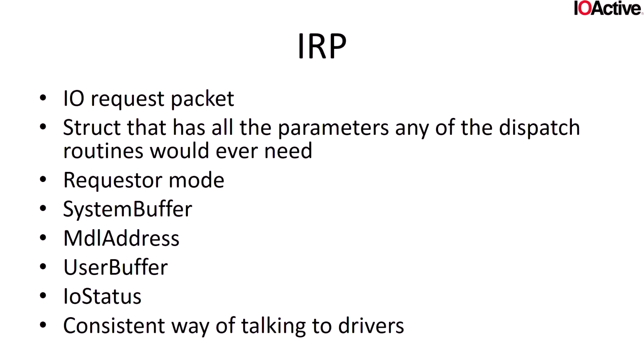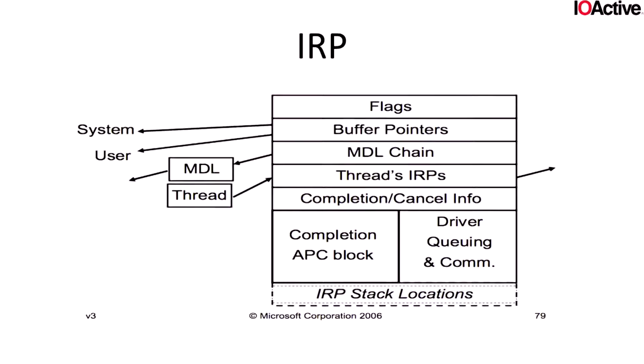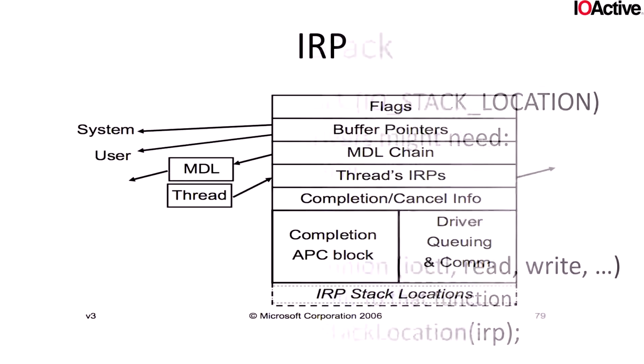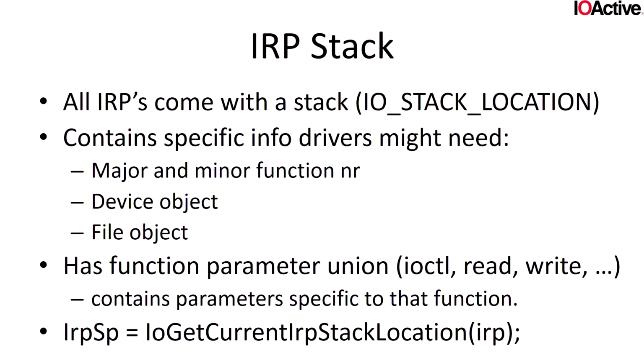The IRP is interesting because it contains all of the data packaged up from userland that your driver gets access to. This includes things like data being passed around, your I/O status, and what kind of request mode you are in. It also shows the pointers that come from userland: the system pointer, user pointer, memory descriptor lists, and your IRP stack. So let's talk about the IRP stack.